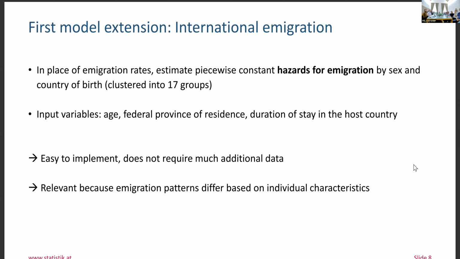So the first model extension that we started with, and we've actually already implemented in the Austrian population projection model, is for international emigration. Previously in the cohort-component method, we were using emigration rates. And now in place of emigration rates, we estimate piecewise constant hazards for emigration by sex and country of birth, which we've clustered into 17 country groups. And as input variables, we use age, the federal province of residence, and the duration of stay in Austria.